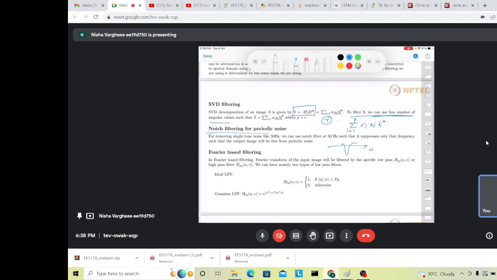Then we have Fourier based filtering. We have the ideal low pass filter and the Gaussian low pass filter. The low pass filter will look like this, a 3D structure. The Gaussian low pass filter will have a bell structure.